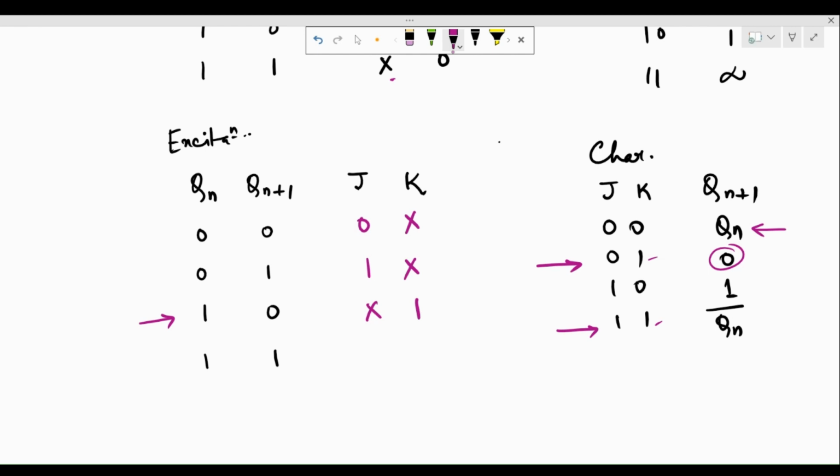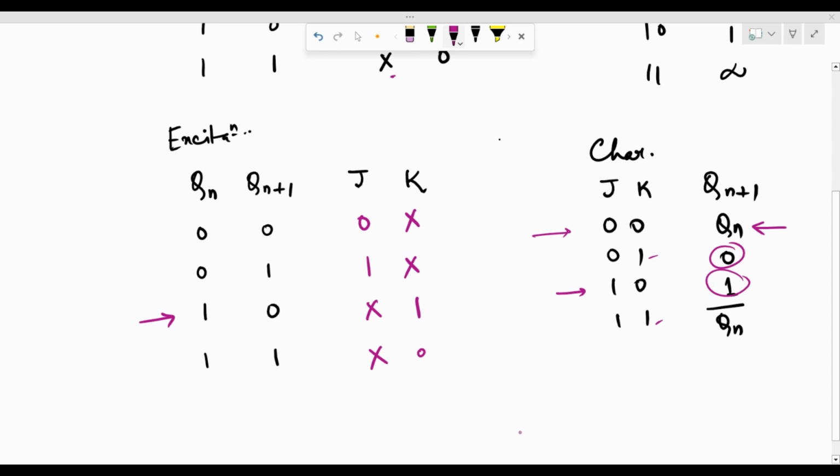Now, present state is 1, next state is also 1. So, therefore, a no change scenario is possible. So, 0, 0. Or the output should be high, right? Qn plus 1 is 1 only when J and K inputs are 1, 0. So, looking at the two scenarios, 0, 0 and 1, 0, and combining the two, we get don't care, 0 as the next situation. So this is the input that it could be excited with. So this is the excitation table of the JK flip flop.